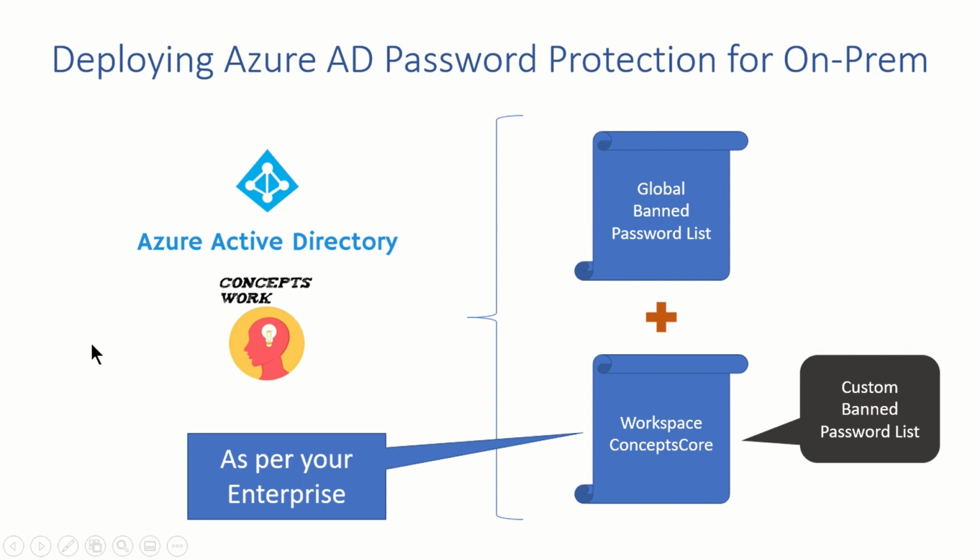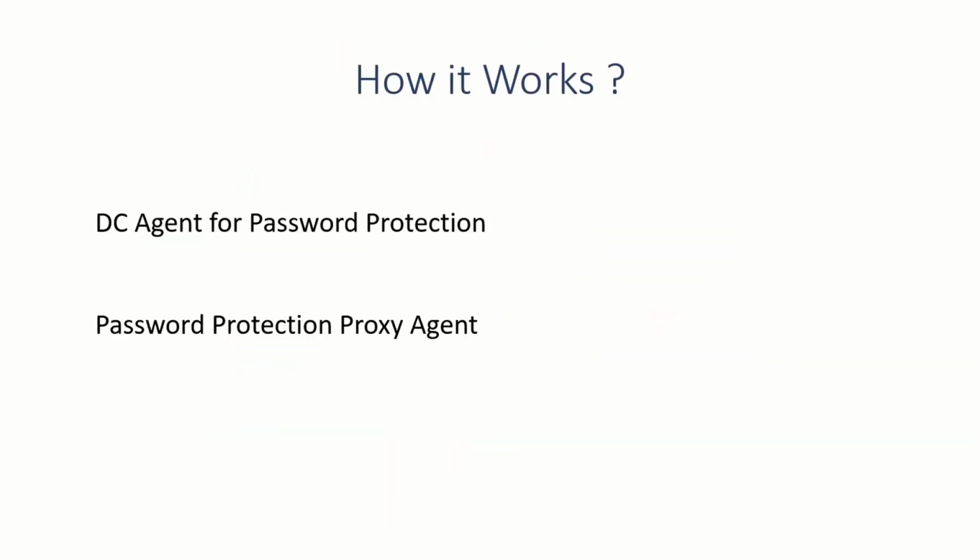Now the question comes how exactly it's all done or how it works. So it works on behalf of two different agents. The first one is the DC agent for password protection and the other one is the password protection proxy agent.